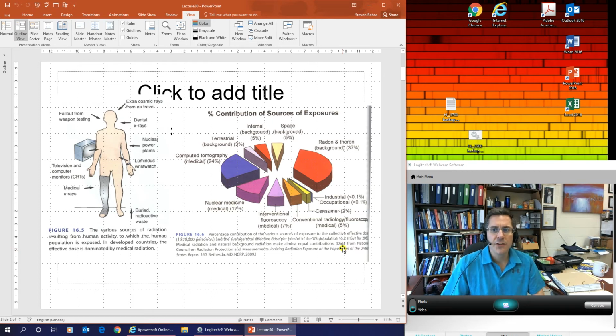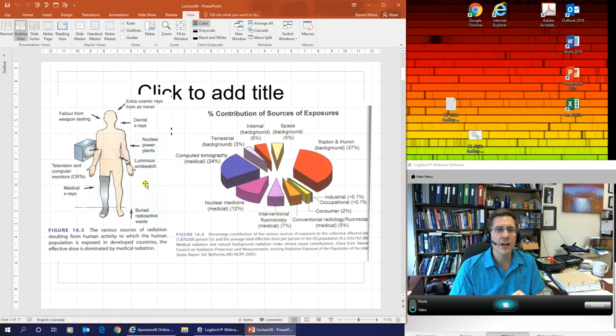Turns out you're exposed to a lot of radiation in your life. These are some graphs from the radiobiology book that I use in that course. It's showing you the various sources of radiation resulting from human activity. There is natural radioactivity in the environment, and those come from things like radon and thoron. These are present in the environment. There's radiation from space. There's radiation from the stones underneath your feet.